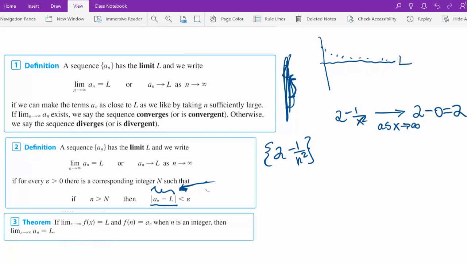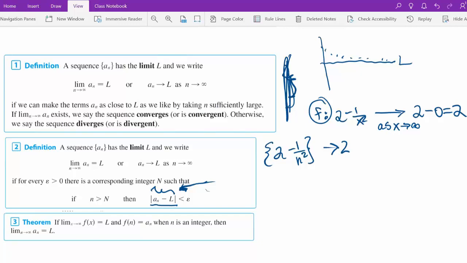So since this is the way the function behaves, and the reason I'm using x here is to indicate that's a function where I can plug in any real number, then anytime the limit of a function at infinity is known to be a finite number, then the sequence itself will also approach that number 2. So sort of intuitively we've said the limit is 2.